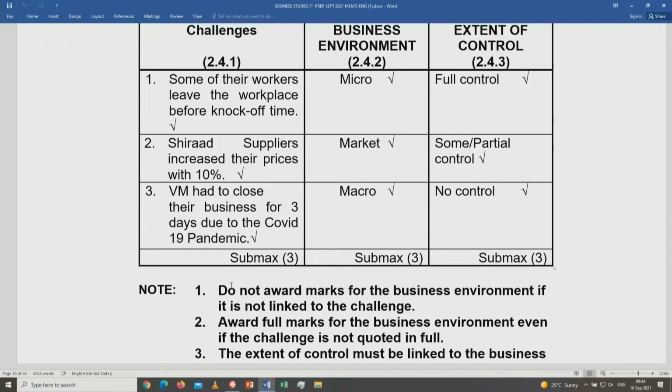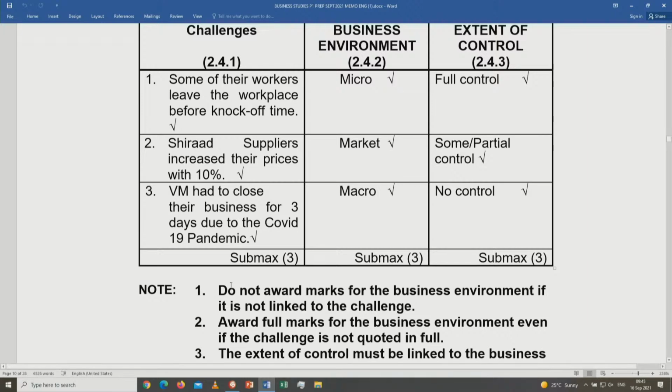Now, for example, instead of saying some of the workers leave the workplace before knock-off time, which is the full quotation, if the learner has got the essence but did not quote in full, for example, the learner may say some workers leave the workplace. Did not quote in full, but what is important is that the workers leave the workplace. You award full marks for the business environment, even if the challenge is not quoted in full, because the challenge is there, but it was not quoted in full.